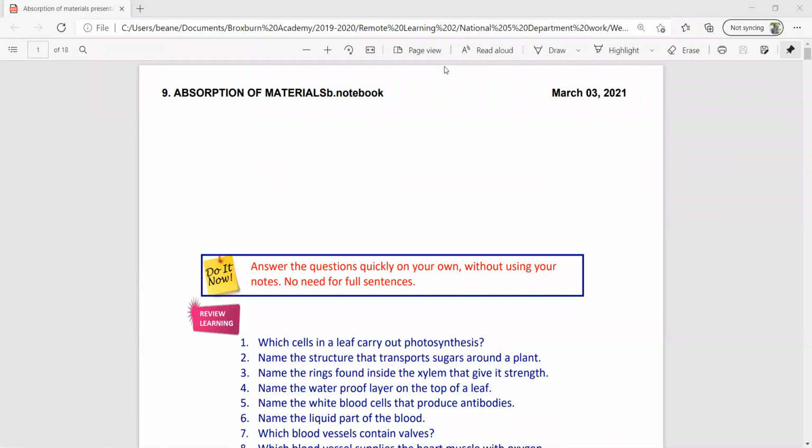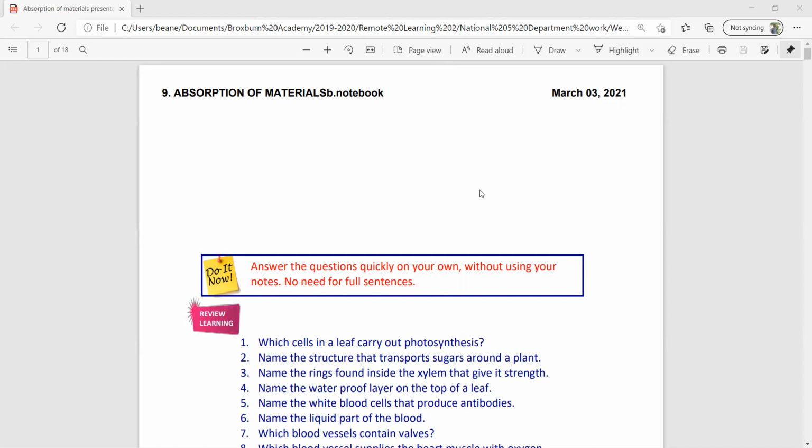So this lesson is all about the topic called absorption of materials. So this is subtopic 7, absorption of materials. What this topic is going to be looking at is linking some of the stuff from our cells unit to what we've just been looking at. So thinking about respiration, diffusion, and then tying it to what we've just been looking at in terms of transport systems in animals. So things like our heart and blood vessels and the blood itself.